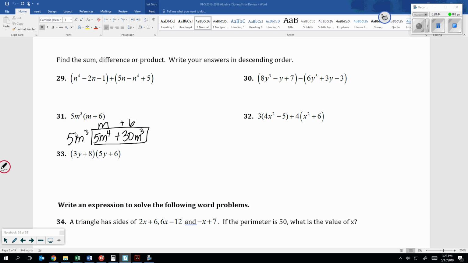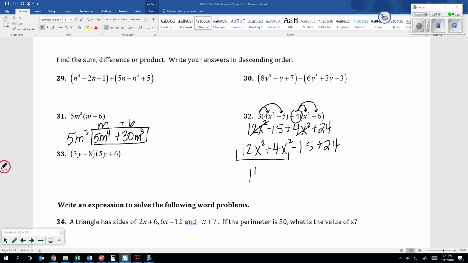For 32, the first thing I have to do is distribute this 3 to both terms. So I have 3 times 4x squared is 12x squared. And 3 times negative 5 is negative 15. Then I move and I say, okay, now I gotta distribute this 4. So now I have 4x squared, and 4 and 6 make a positive 24. And then from here, I'm going to my like terms. Again, I like to write them by each other, so 12x squared plus 4x squared, and a minus 15, and a plus 24. So when I do this, I get 16x squared, and I get a plus 9.